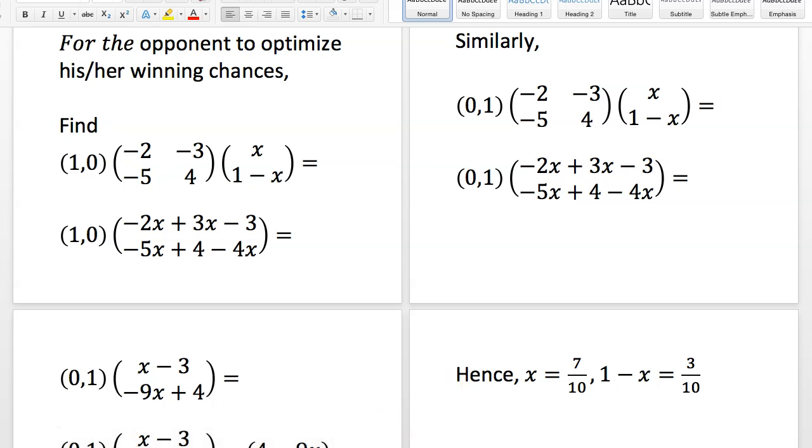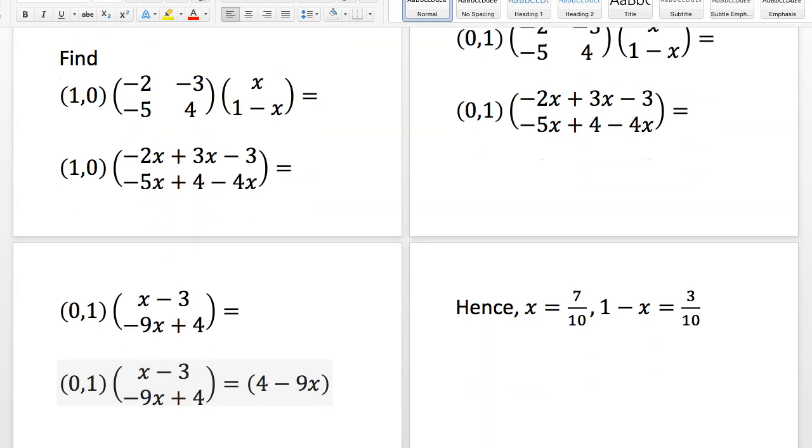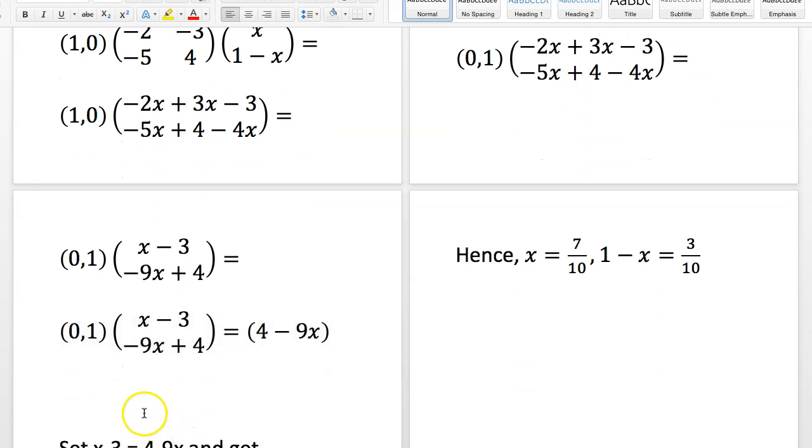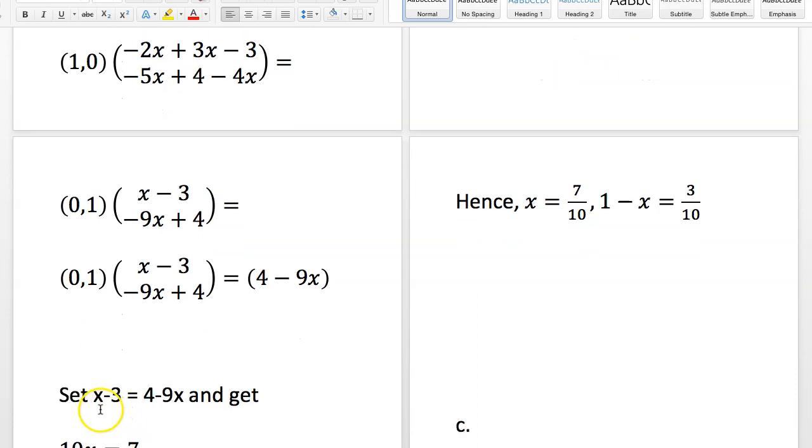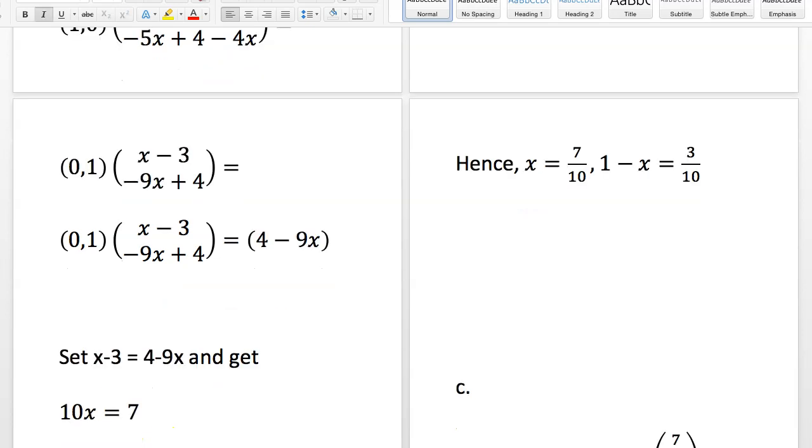Okay, here's the final answer, but how do we get there? Well, I don't want to jump there yet. Plot spoiler, but anyway, we set the x minus 3 that we got 3 minutes ago equal to the 4 minus 9x that we got right now. Then you rearrange, you'll get 10x equals 7, and you'll get x equals 7/10. We're just doing for the antagonist what we did for the protagonist.